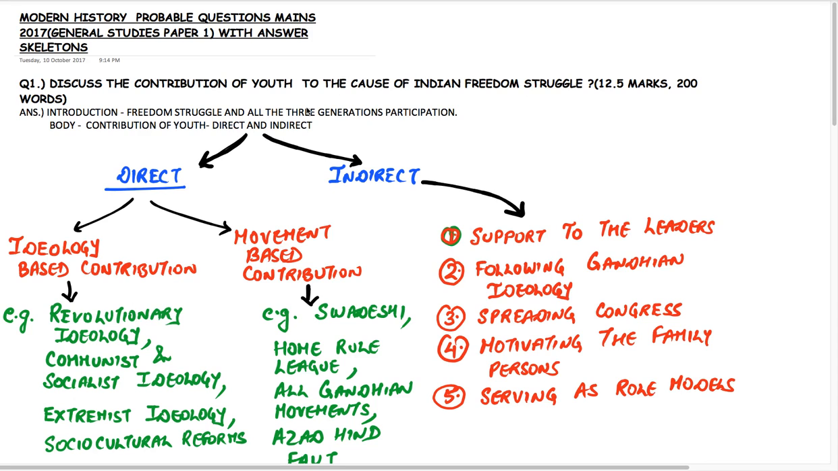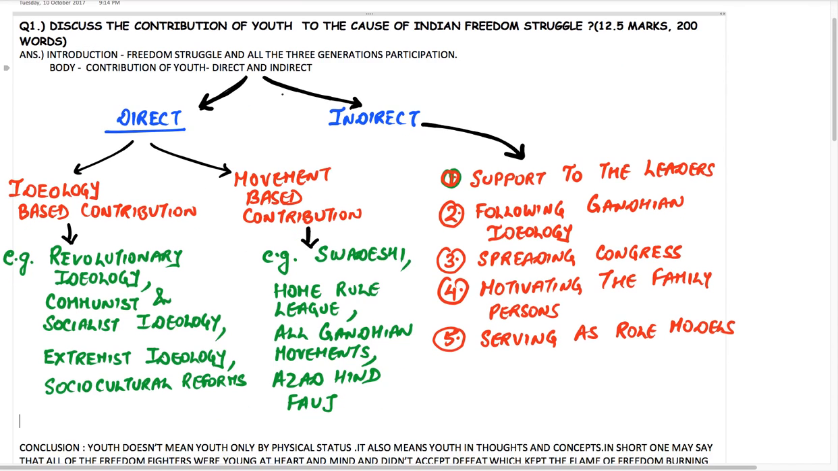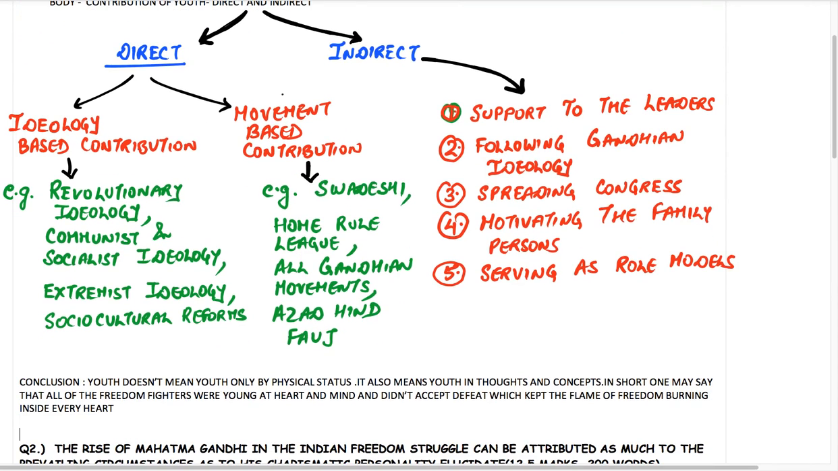So let us have a look over the most probable 6 questions which can be asked in this year's mains from this section. The first question which can be asked is, discuss the contribution of youth to the cause of Indian freedom struggle. 12.5 marks, 200 words. So the word youth is very, very crucial out here. What do you understand by youth? So we'll come back to the answer skeleton of this question. But before that, let's have a look over the other questions which can be asked from modern India.